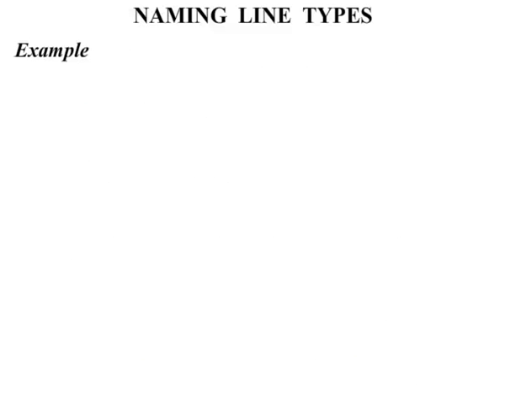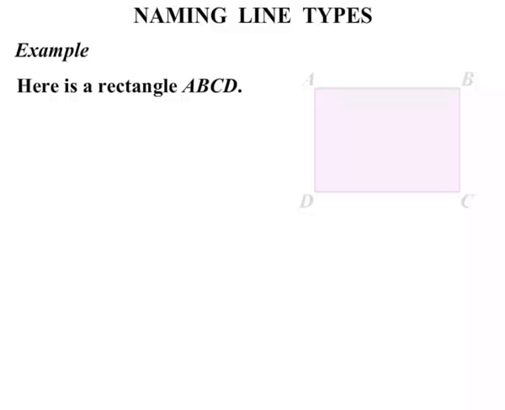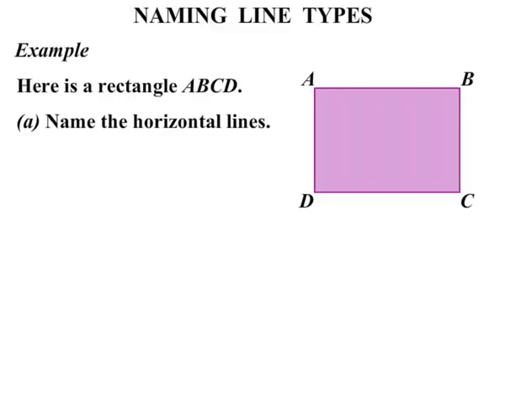Let's look at an example. Now, here is a rectangle, ABCD. We're asked firstly to name the horizontal lines, horizontal going across like the horizon. We can see that that line there, from A to B, we can call that AB. And this line here, from D to C, we call that line DC. So the two horizontal lines are AB and DC.